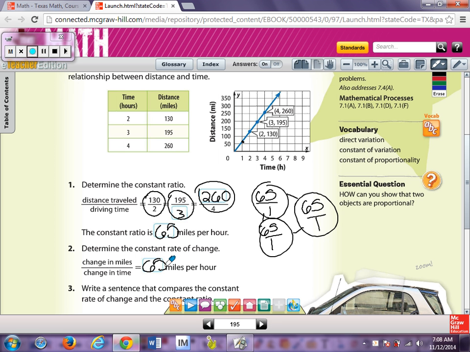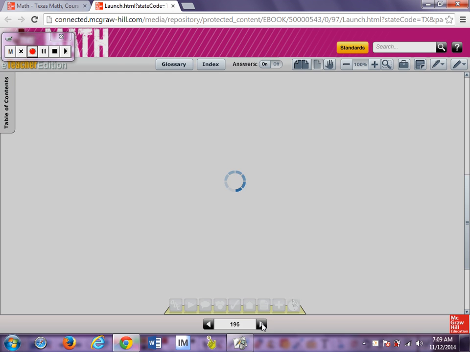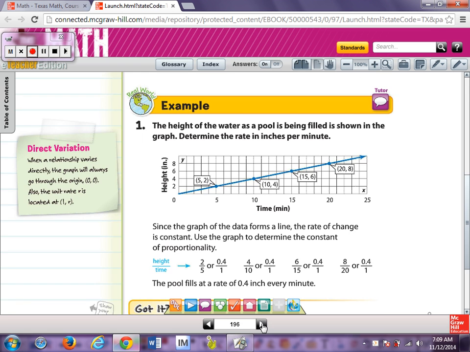Now they want us to write, in the instructions on the third one down here, a sentence that compares the constant rate of change and the constant ratio. Okay, well we can say the constant rate of change is 65 miles per hour. We know that the constant ratio is also 65 miles per hour. So they're both the same, and our book tells us that right here. So that's just the introduction to constant rate of change. Let's go ahead and move to the next page, 196, and begin with our examples.